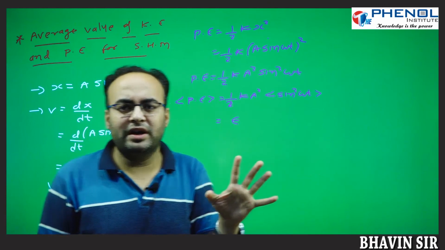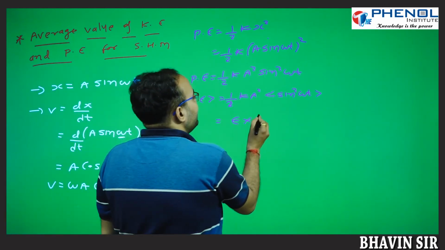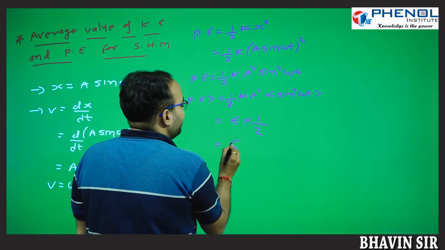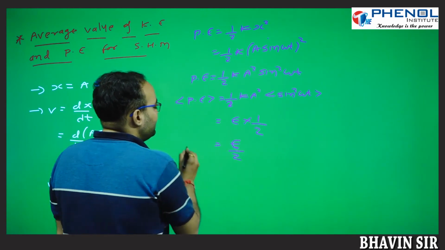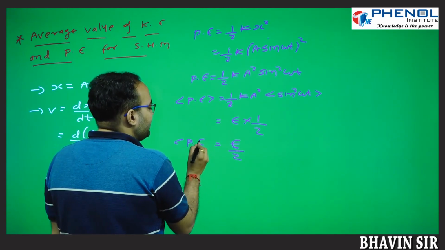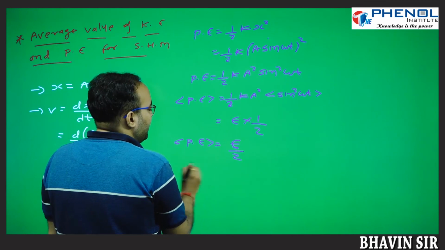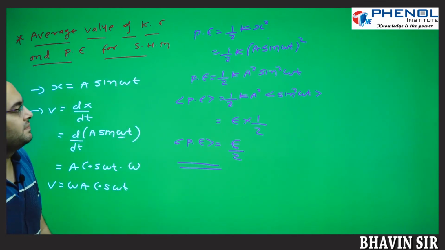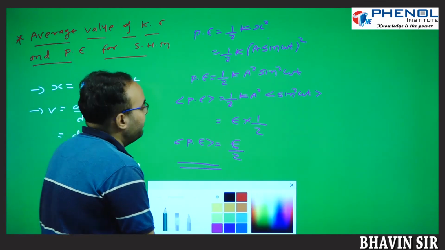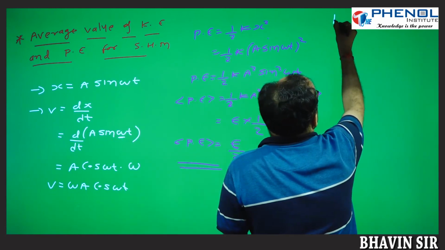You have studied this in alternating current. So what is the average value of sin square omega t? 1 by 2. So what is the average value of potential energy? Half of total energy. Okay, same now for kinetic energy.